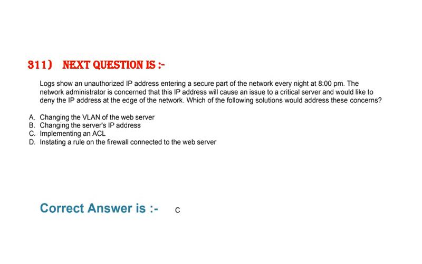Option A, changing the VLAN of the web server. Option B, changing the server's IP address. Option C, implementing an ACL. Option D, instating a rule on the firewall connected to the web server. Correct answer is option C.